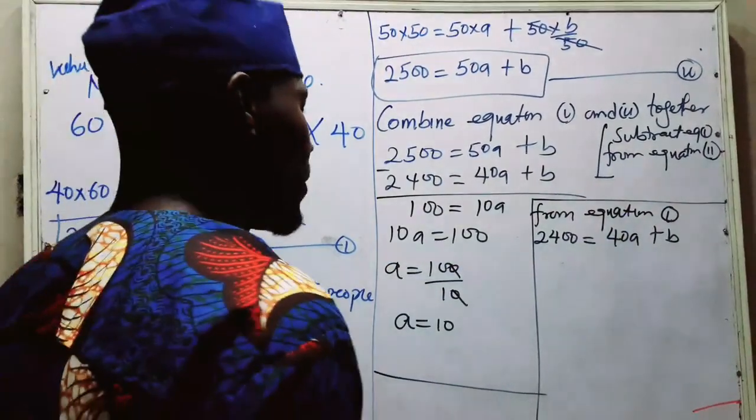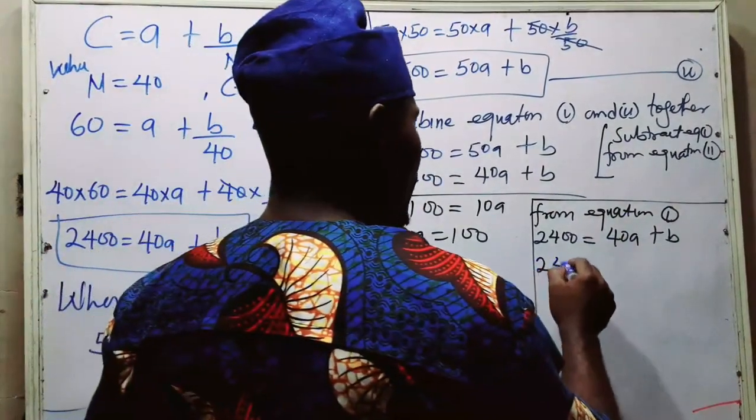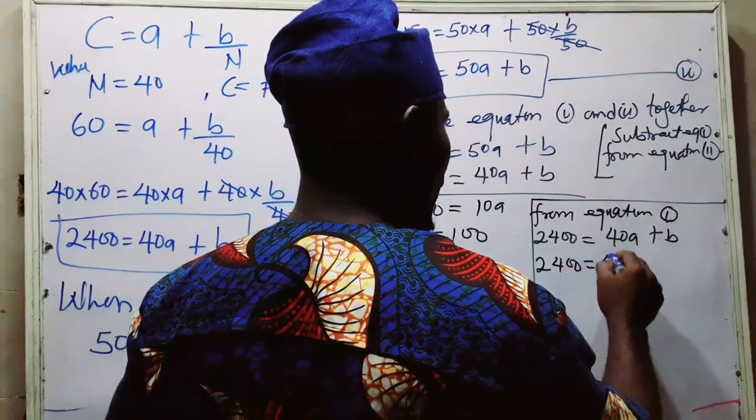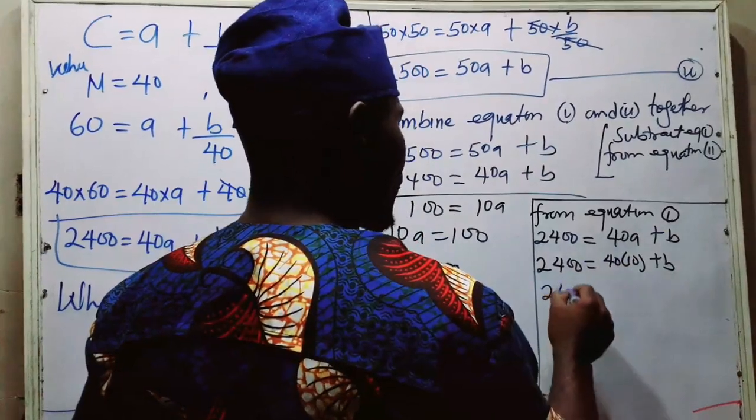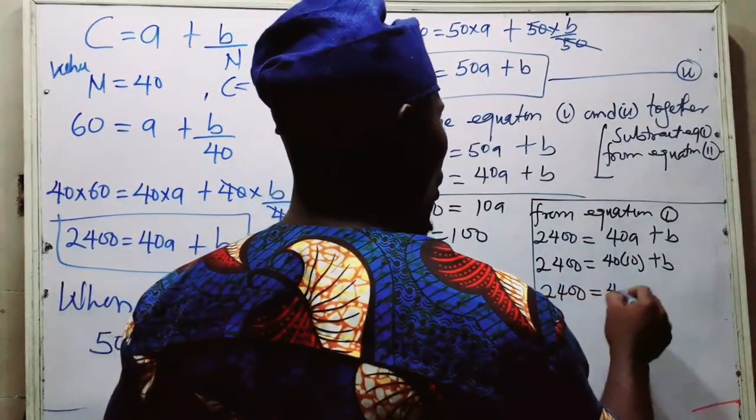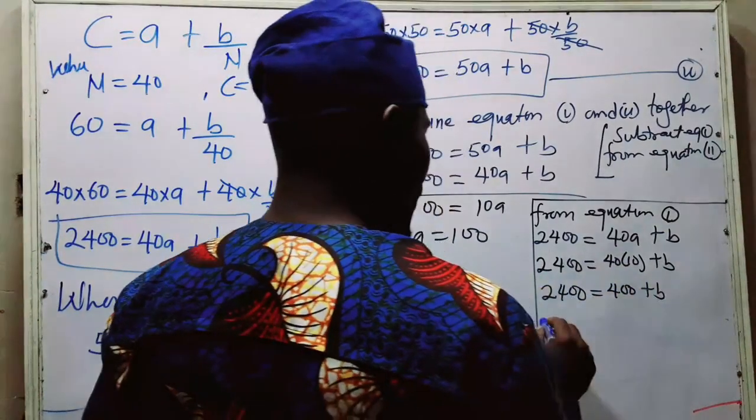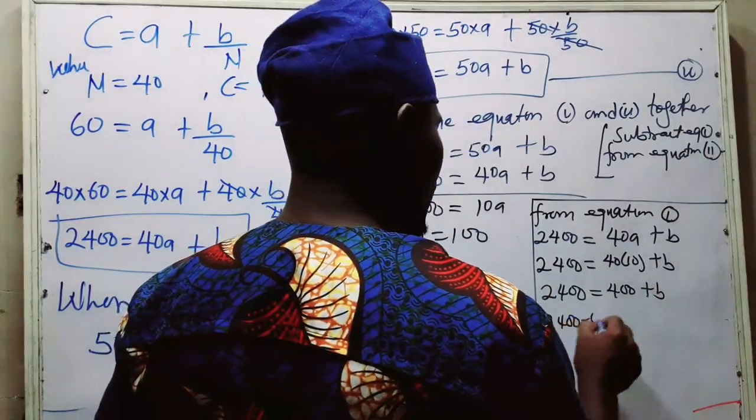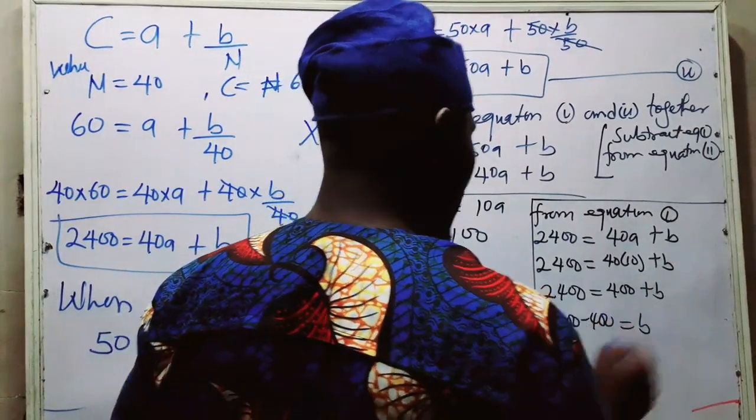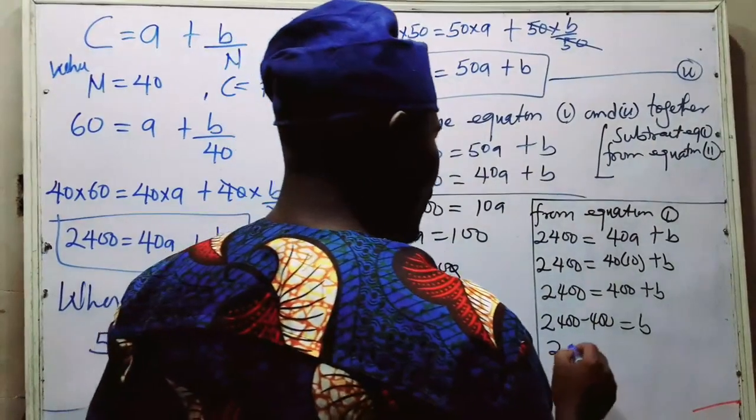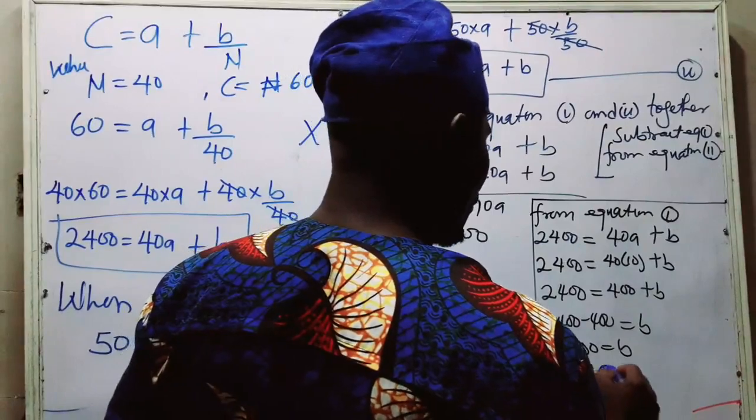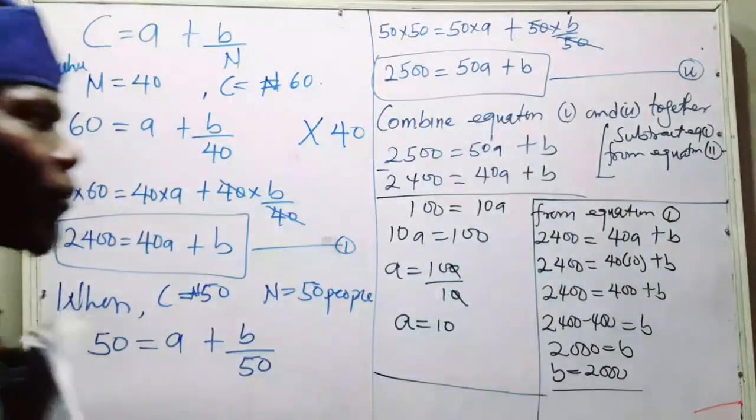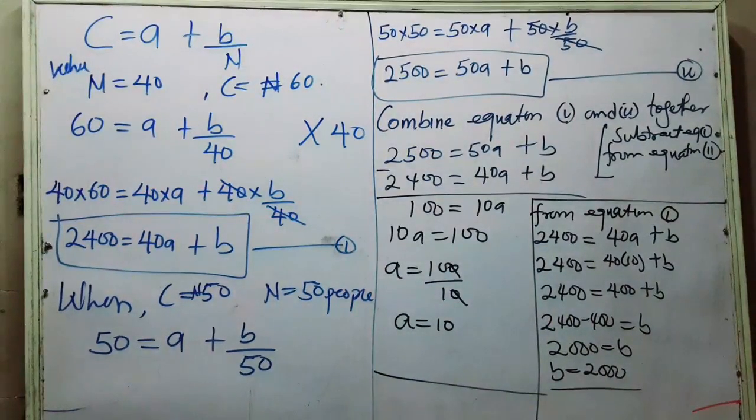So 2,400 plus 40A, so we have 2,400 is equal to 40 times 10 plus B. We have 2,400 is equal to 400 plus B. 2,400 minus 400 is equal to B, telling us that 2,000 is equal to B, and B is equal to 2,000. So from here, we are able to get the value of our A and B.